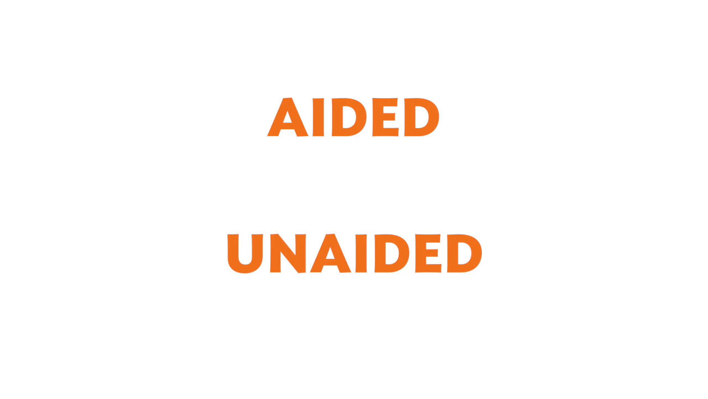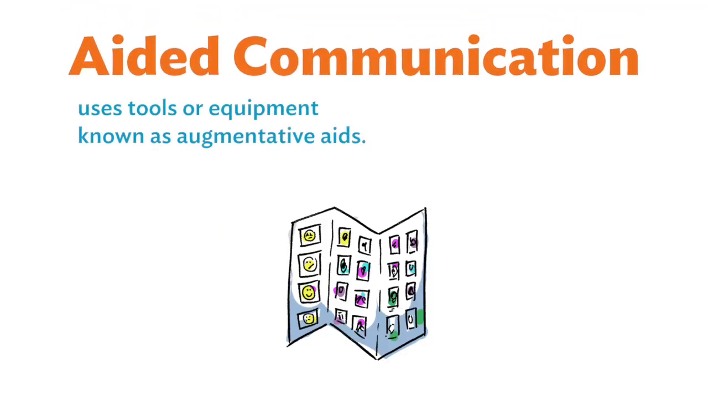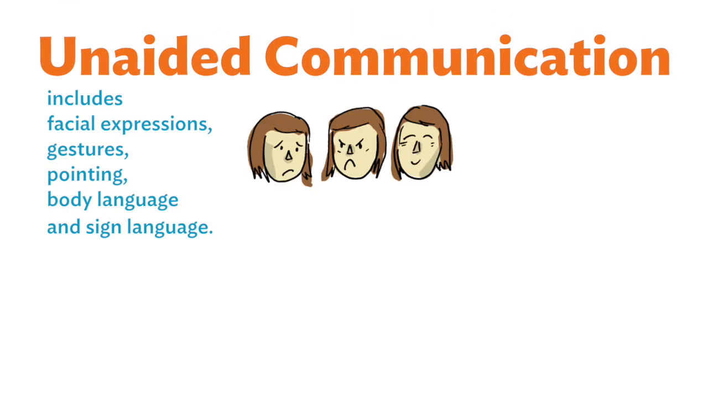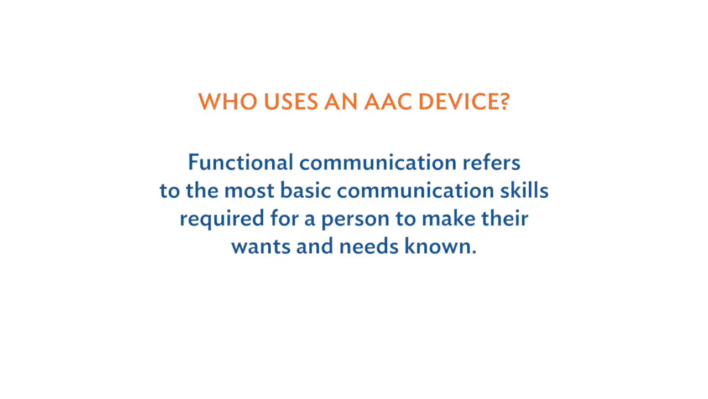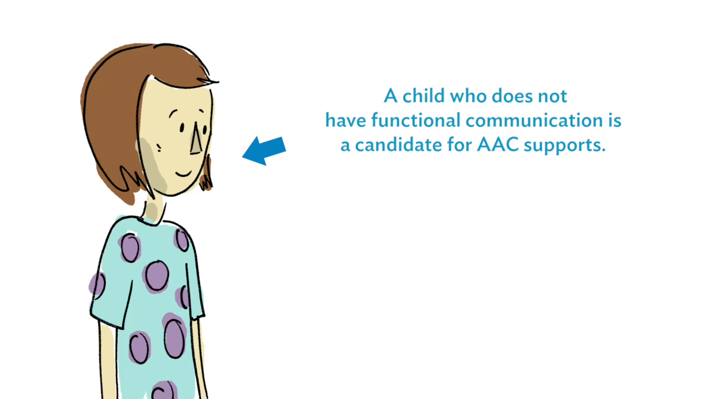Here are some examples. Aided communication uses tools or equipment known as augmentative aids. This includes the picture and symbol communication boards we mentioned earlier, as well as electronic devices. Unaided communication includes facial expressions, gestures, pointing, body language, and sign language. Functional communication refers to the most basic communication skills required for a person to make their wants and needs known. A child who does not have functional communication is a candidate for AAC supports.